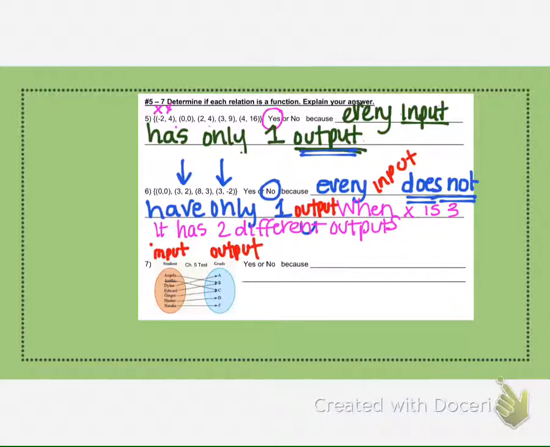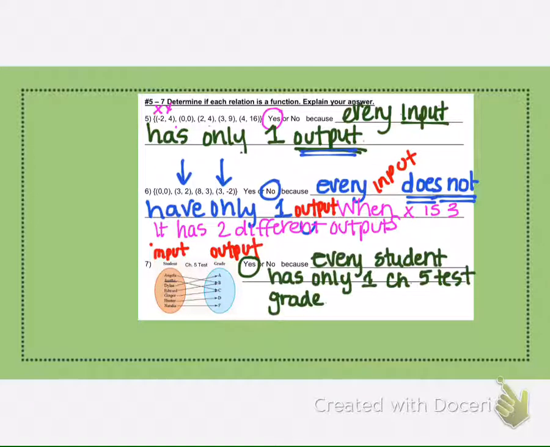So does every student have only one grade on their test? If we look here, Angela received a B on her test, Aretha a C. So it looks like every student has only one grade. It's okay that they got the same grade because the input is the students, and every student has only one output. So this would be yes. Yes, because every student has only one Chapter 5 test grade.